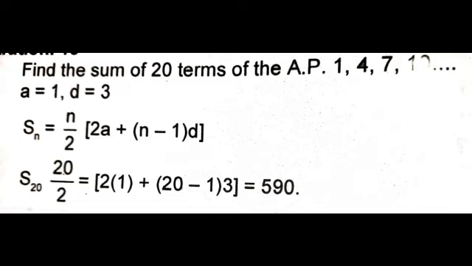Using the formula for the sum of n terms, that is Sn is equal to n by 2 into (2a plus (n minus 1) into d), we have S20 equal to 20 by 2 into (2 into 1 plus (20 minus 1) into 3), that results in 590. Here it is 20 by 2 into (2 into 1 plus 20 minus 1 into 3) is equal to 590; by mistake the equal sign is given here.